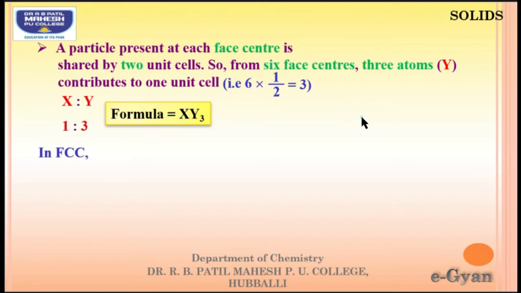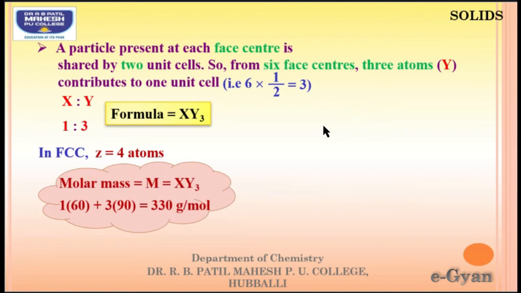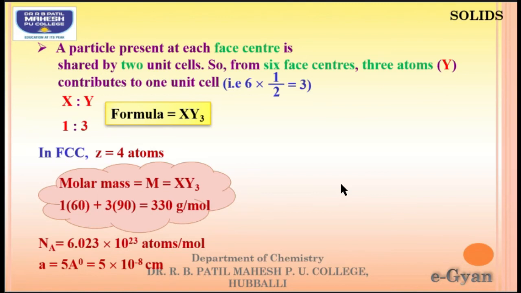In FCC, Z is equal to 4. And the molar masses they have given are 60 and 30. The formula is XY3, so calculate the total molecular mass. X is 60 plus 3 into 90, that is 270 plus 60, equal to 330. Avogadro number, you know, and the edge length A they have given as 5 angstrom, that is equal to 5 into 10 to the power of minus 8 centimeter.